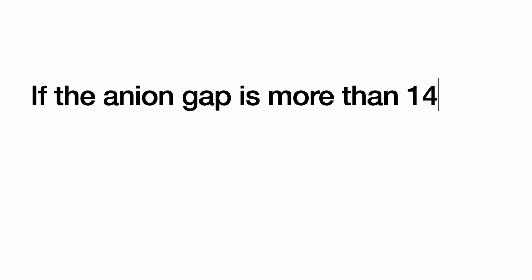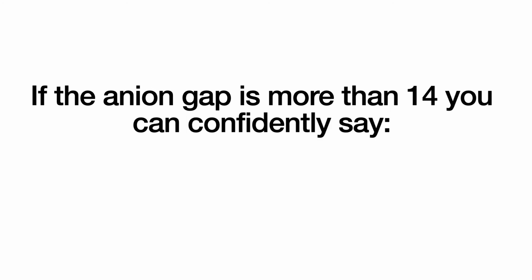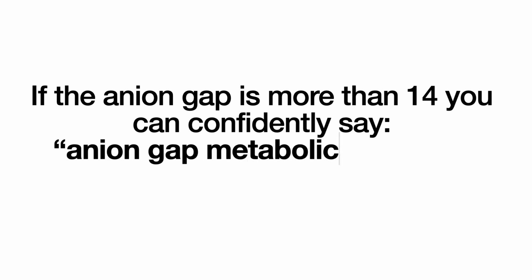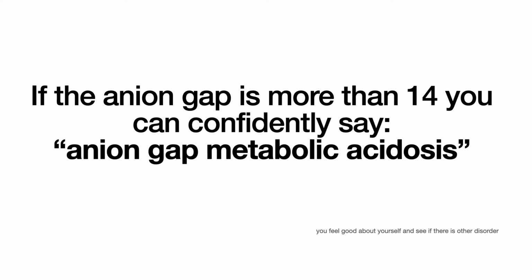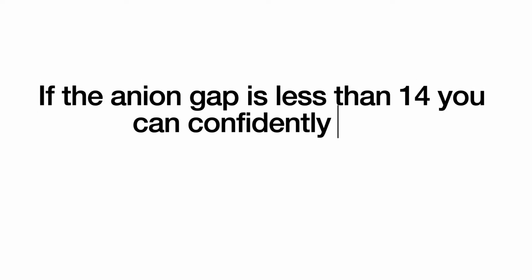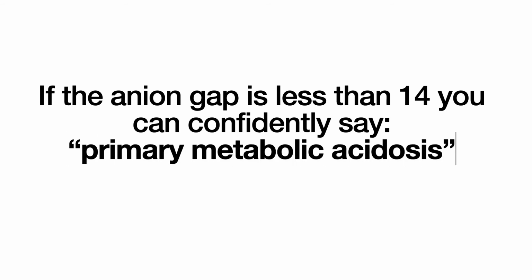Okay, so if the anion gap is more than 14, you can confidently say anion gap metabolic acidosis. At this moment, you are happy and you will feel good for yourself, and you are going to move to the next disorder. You calculate the anion gap. So if the anion gap is less than 14, then you can confidently say primary metabolic acidosis. And at that moment, you feel good for yourself and you look for the next disorder.